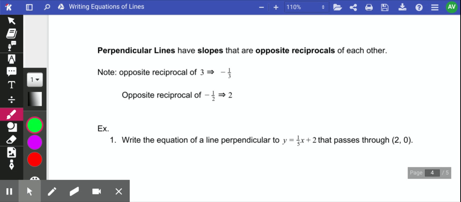Right, and our last topic for writing equations of lines is for perpendicular lines. Now, perpendicular lines have slopes that are opposite reciprocals of each other. Opposite reciprocals means like this. So I gave a couple of examples.